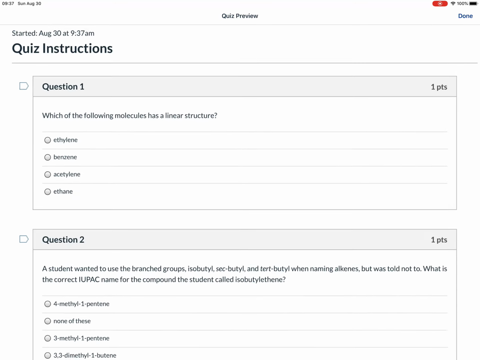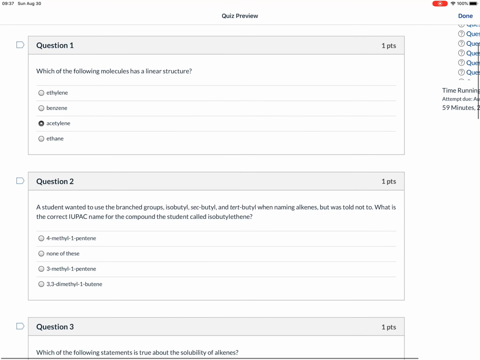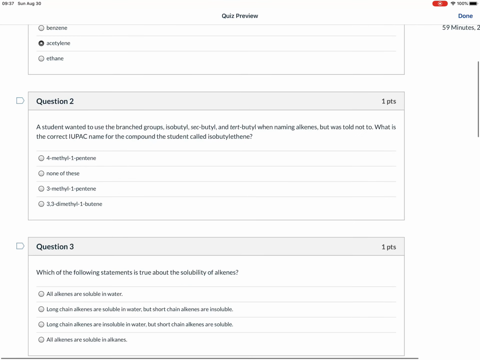Which of the following molecules has a linear structure, so 180-degree bond angles? The only one here would be an alkyne. And if we look at these, ethylene, benzene, acetylene, ethane. So it was a trick question. Although the enes are alkenes, ethane is not an alkene or an alkyne, and acetylene is the common name for ethyne. So that was the 180-degree angle there.